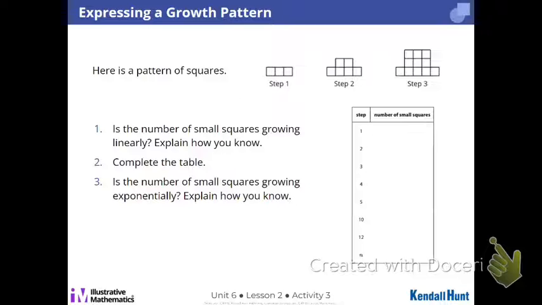Next pattern of squares. Again, you're going to start by explaining how you see it changing. You're going to complete your table, and then you're going to say, is it growing exponentially, and how you know that it is or is not. So start by explaining the visual. On this one especially, I find the visual really helps that end term. Who can explain to me what they see as they look at this pattern progression? What's the visual? How do you see one change to the next?